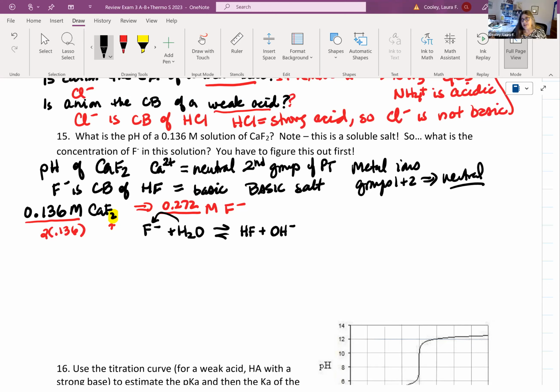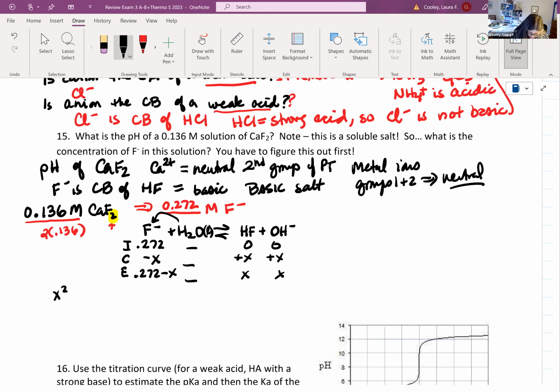So now I have to set up an ICE chart here. The F minus is 0.272. This is a liquid, so we just don't care. 0 minus X plus X. Okay, so we have X squared over 0.272. Okay, now we need the KB for F minus.